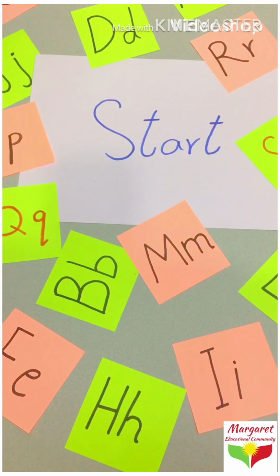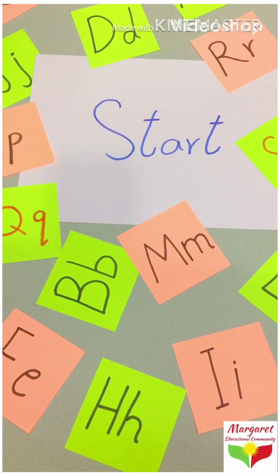T for tree. What color is this tree? Brown and green. The next one, T for train. Do you like a train? Oh, excellent. Okay, now tell me, what does a train say? Excellent.